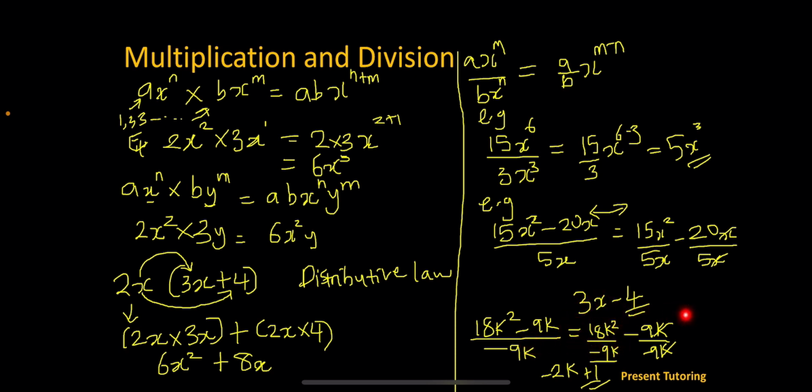Another scenario is if you have minus 9k divided by minus 9k. Everything cancels out. Minus 9 divided by minus 9, that's a 1. K divided by k, that's the same thing as k to the power of 1 minus 1. So it's k to the power of 0, so that's basically 1 times 1. So that's how we got minus 2k plus 1.